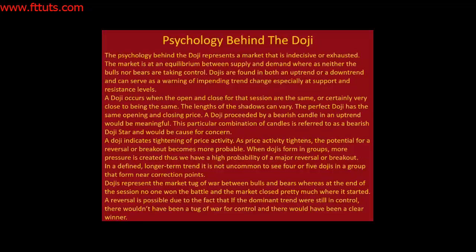As price activity tightens, the potential for a reversal or breakout becomes more probable. When dojis form in groups, more pressure is created, thus we have a high probability of a major reversal or breakout. In a defined, longer-termed trend, it is not uncommon to see 4 or 5 dojis in a group that form near correction points. Dojis represent the market tug of war between bulls and bears, whereas at the end of that session, no one won the battle, and the market closed pretty much where it started. A reversal is possible due to the fact that if the dominant trend were still in control, there wouldn't have been a tug of war for control, and there would have been a clear winner.